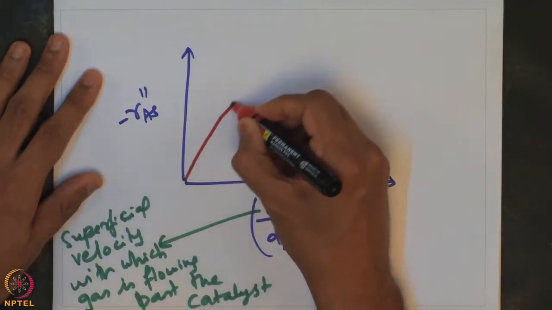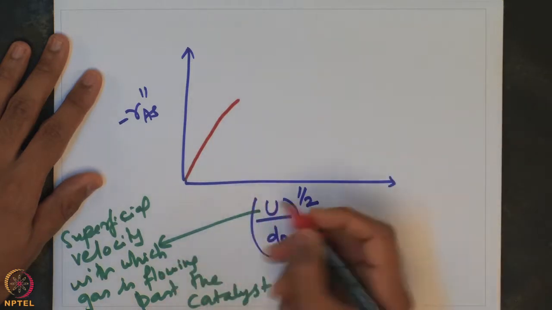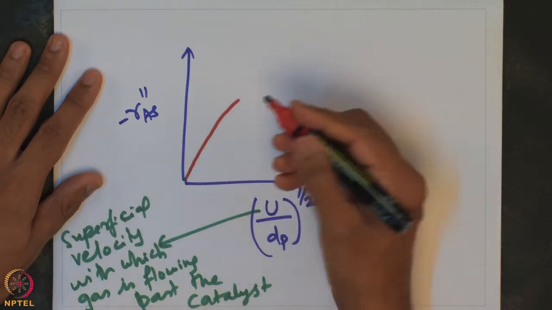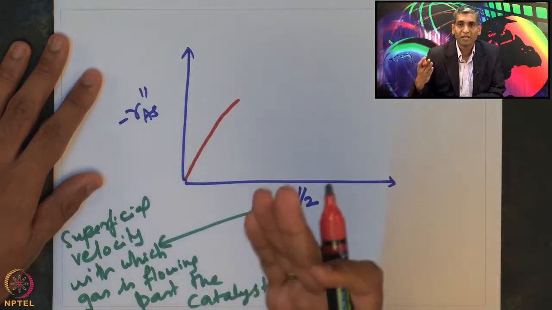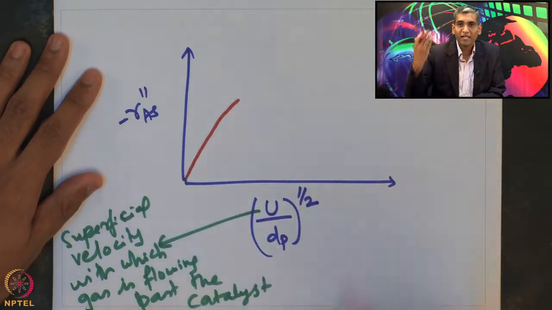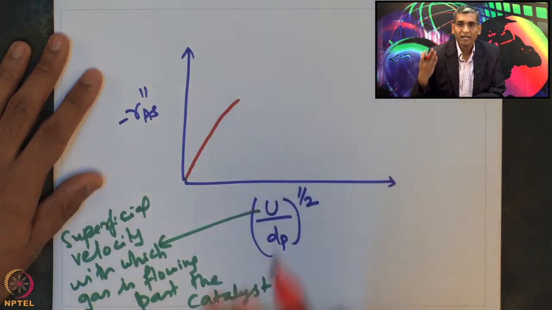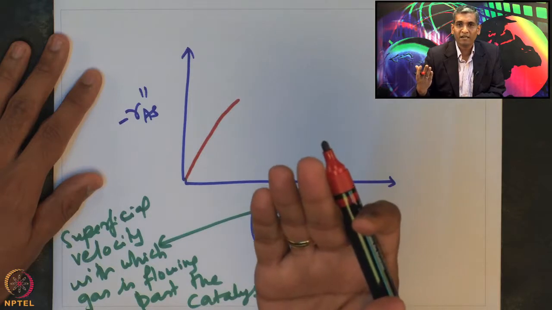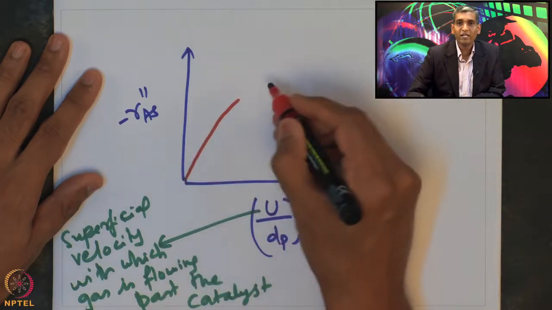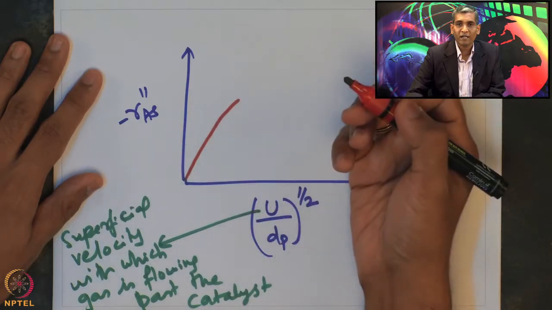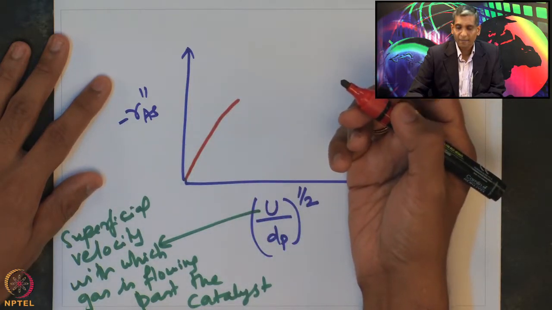So, clearly at the initial phase, as you increase the velocity, we will see that the rate is going to increase, because we are operating under the mass transport control regime. Increasing the superficial velocity, as we saw in the last lecture, and keeping the diameter of the particle constant, is going to increase the mass transport rate, and that is going to lead to an increase in the overall rate at which the reaction is happening.